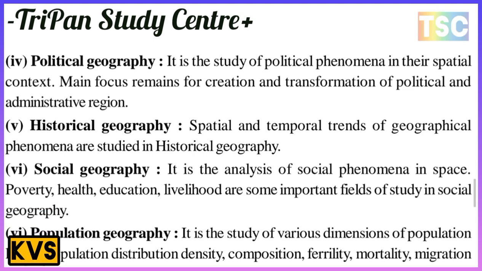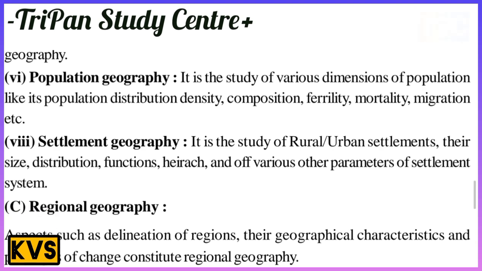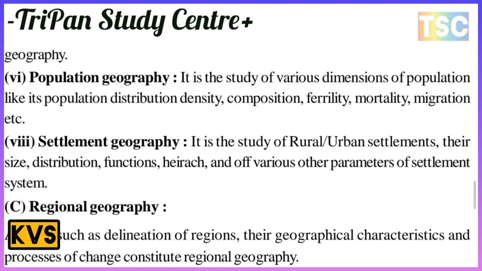Poverty, health, education, and livelihoods are some important fields of study in social geography. The next is population geography. It is the study of the various dimensions of population: distribution, density, composition, fertility, mortality, migration, etc. And the next is settlement geography. It is the study of rural and urban settlements and their size, distribution, function, heritage, and various other parameters of settlement as a system. That is the most important.